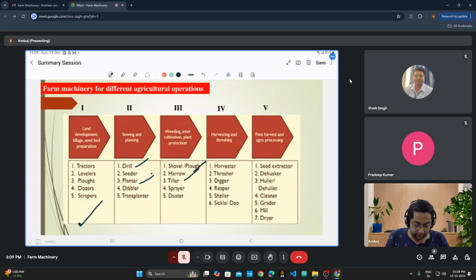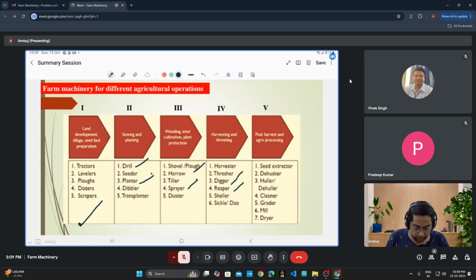Then harvesting. Regarding your harvesting, I talked about your thresher, then your digger, reaper. We talked about that. Registration and alignment are two different terms which are important for reaper. All have been discussed in great detail. Please do revise what is registration and what is alignment.